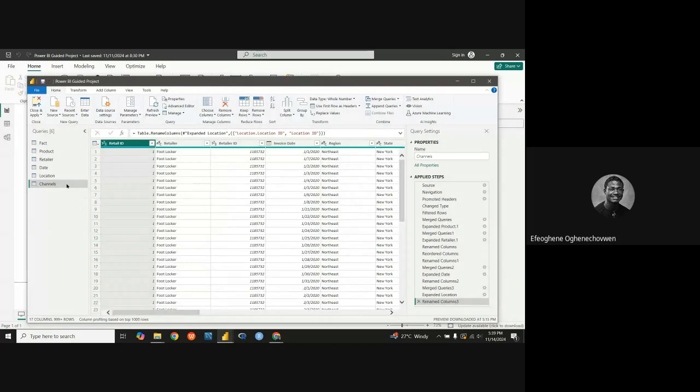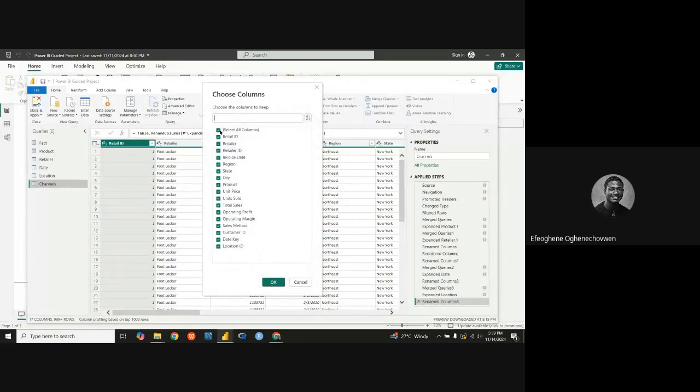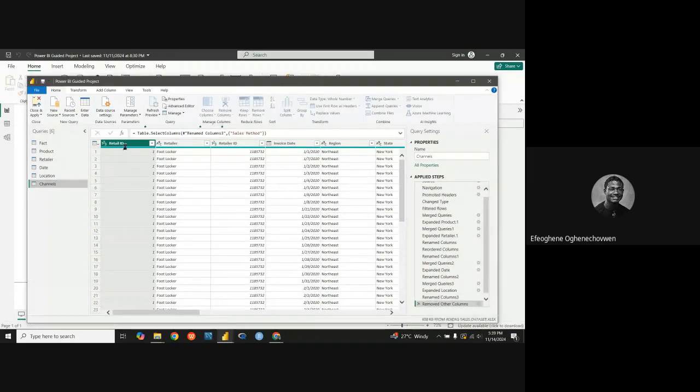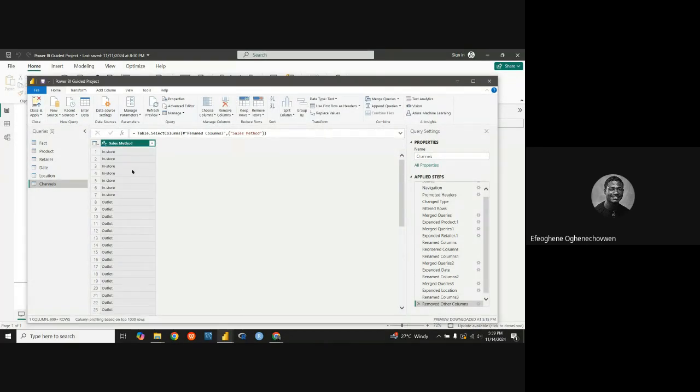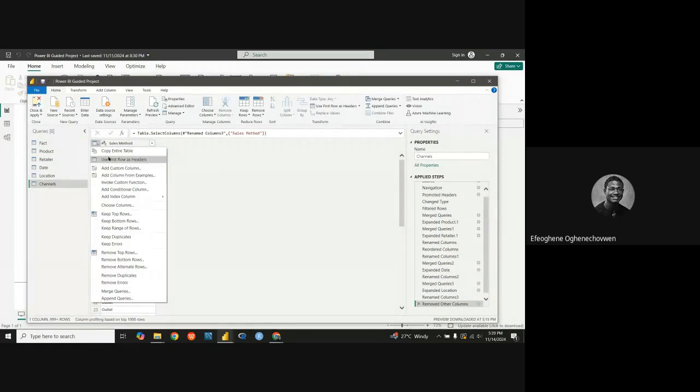So for my channels, I'm going to do the same thing. Choose columns. Get rid of the columns that are not related to my channels of distribution. I leave only sales method. So you can create as many tables as you want, as your data keeps growing. There's what we call, we will not go into that, it's a bit advanced, creating snowflakes, where different tables begin to branch out from different tables.